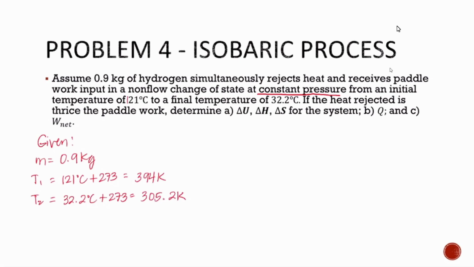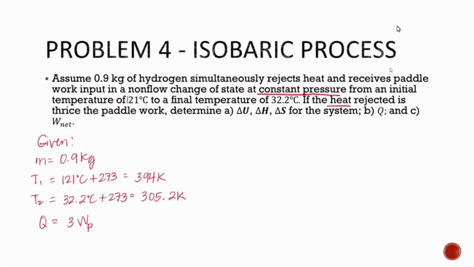Ano pa? Ano pang given natin? If the heat rejected, ano tinutukoy na heat rejected? Yung symbol yan. Anong tinutukoy na heat? What is that? Anong symbol yon? Q. Heat rejected daw is thrice the paddle work. Okay. Let's have a subscript. Thrice the paddle work. Okay. Identify the given. Okay.